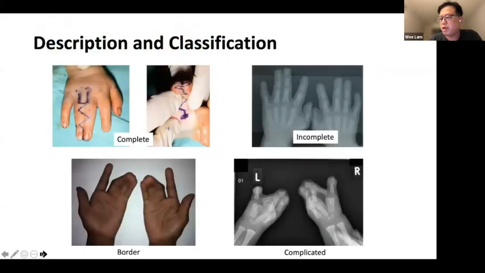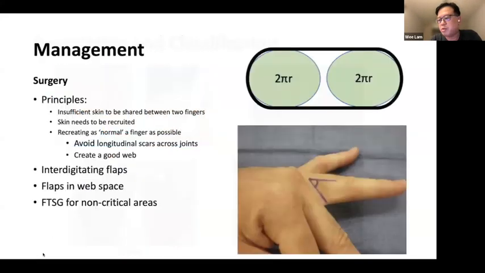So we all know how to classify syndactyly. Other than the usual complete, incomplete, simple, complex, I find it quite helpful to find out if these are border syndactylies or complicated syndactylies. And that's how I tend to want my juniors to classify them. And the principles of management are well established. I'm not going to spend too much time on this.